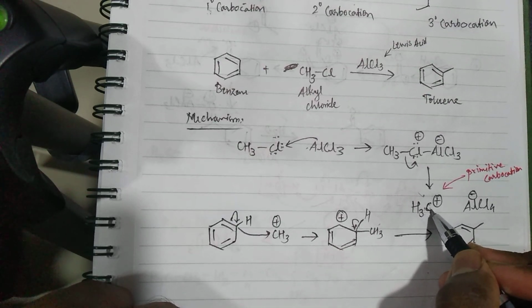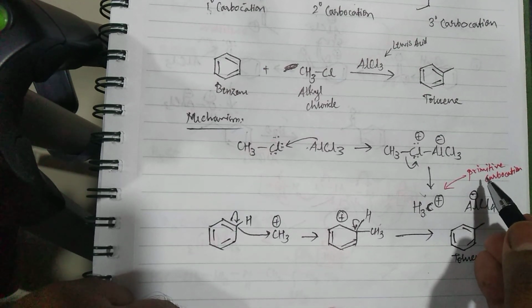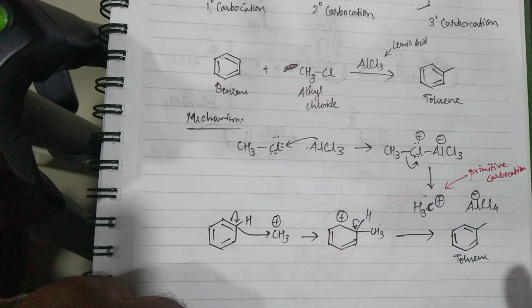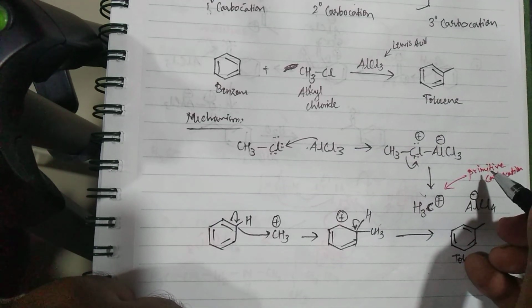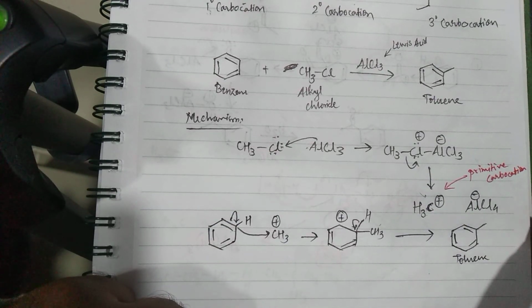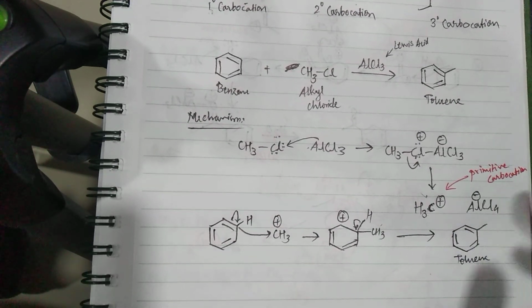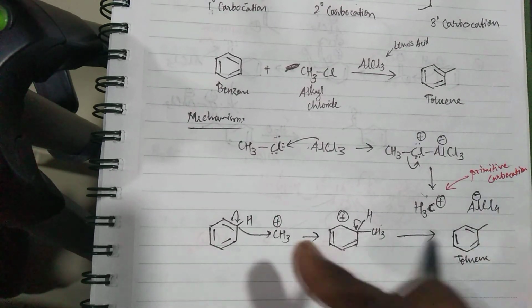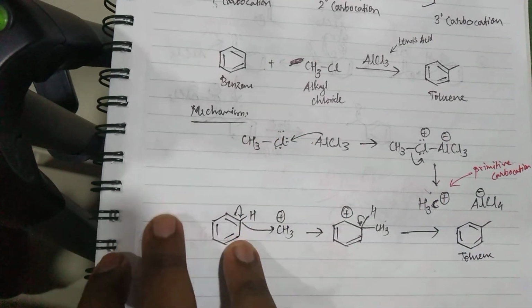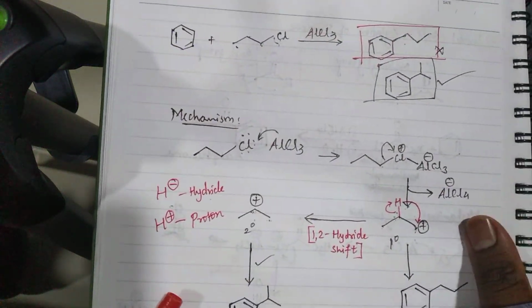Now this is a special kind of carbocation. It is called a primitive carbocation because this carbon is not attached to any carbon atom. That is why it is called primitive. If it was attached to 1, then we would call it a primary carbocation. So I hope this part is clear. Now there are some complications with this reaction, though it's quite straightforward. There is nothing difficult. But now let's look at a reaction where there are some complications involved.